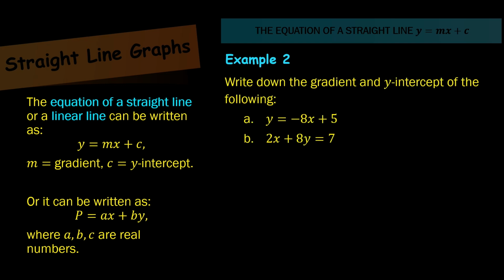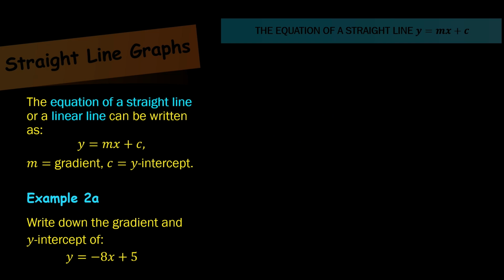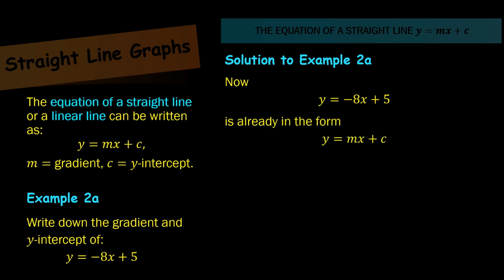Now let's take a look at another example. We are required to write down the gradient and y-intercept of these equations: y equals minus 8x plus 5, and 2x plus 8y equals 7. So let's solve part A first. We know that y equals minus 8x plus 5. This is already in the form y equals mx plus c. So the gradient m equals minus 8, and the intercept c equals 5.